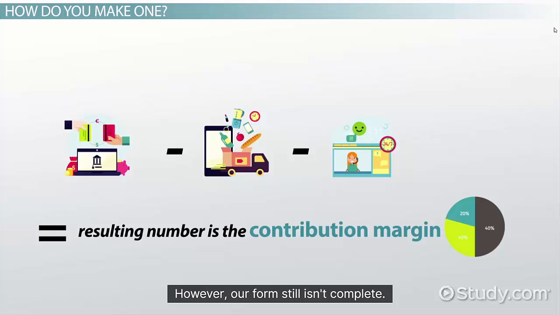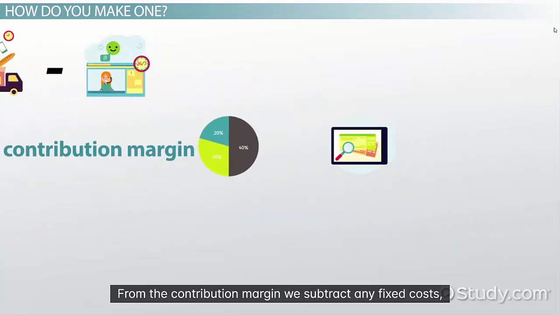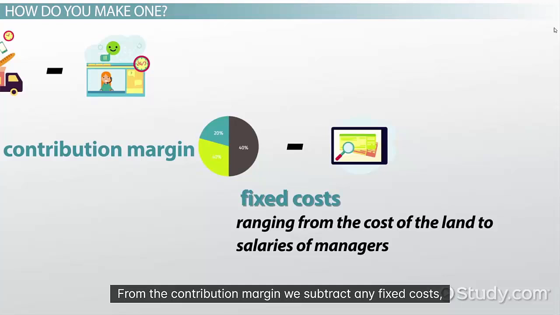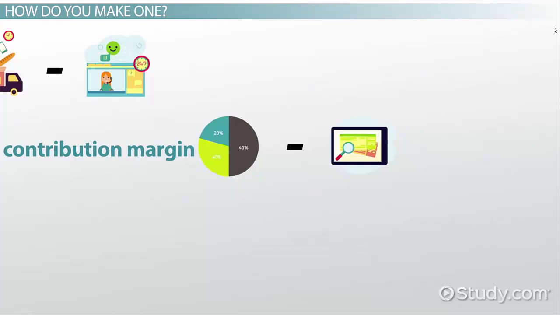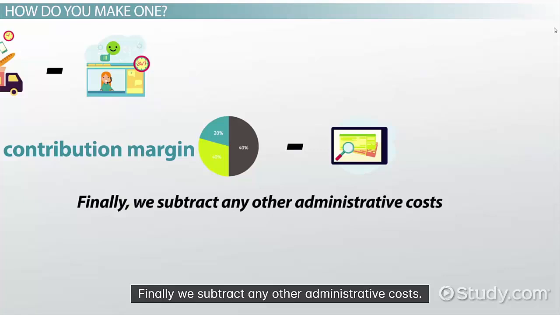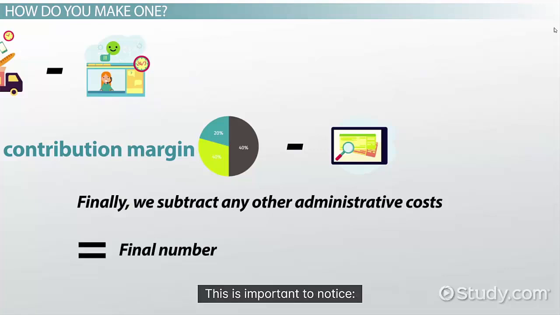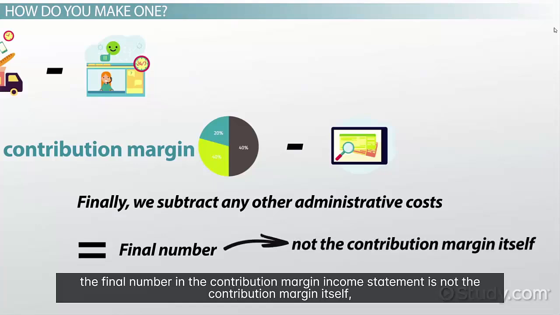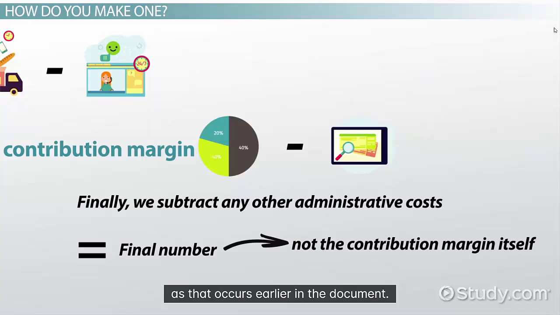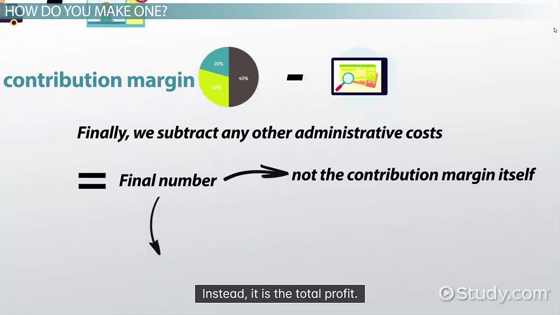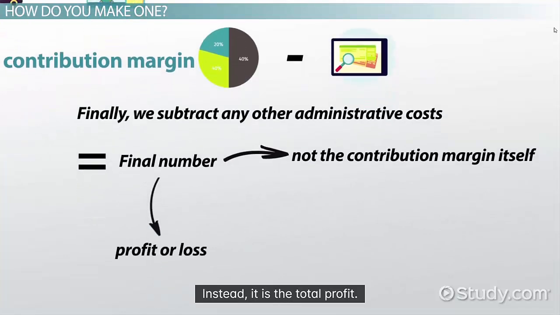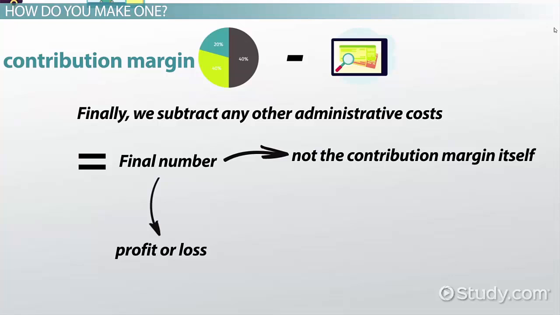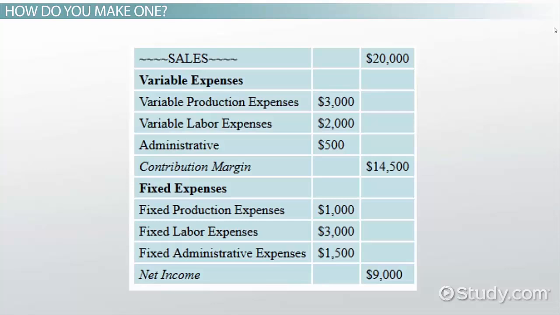However, our form still isn't complete. From the contribution margin, we subtract any fixed costs, ranging from the cost of the land to salaries of managers. Finally, we subtract any other administrative costs. This is important to notice. The final number in the contribution margin income statement is not the contribution margin itself, as that occurs earlier in the document. Instead, it is the total profit. Obviously, if it is negative, it is a total loss. Here is an extremely basic overview of what this might look like.